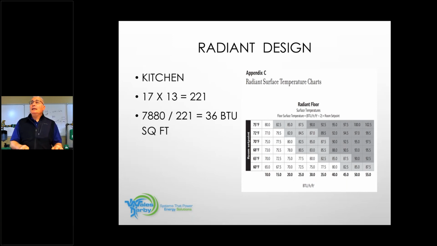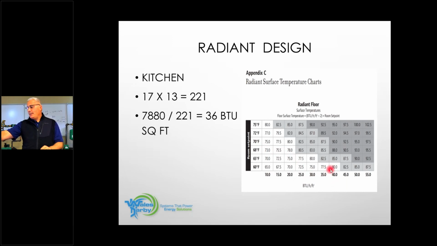So what we do is we take the BTUs and we divide it by the room square footage. So that's where you see that 7880 divided by 221. That's what those two numbers are. And it tells me I need 36 BTUs a square foot. So I'm looking at this radiant surface temperature chart, and 36 BTUs a square foot is going to be over here.